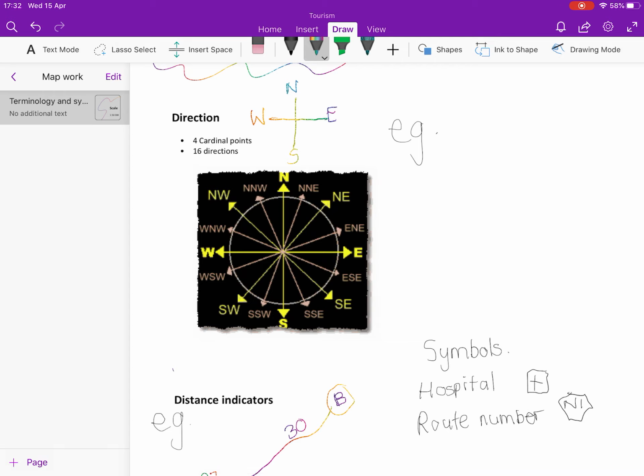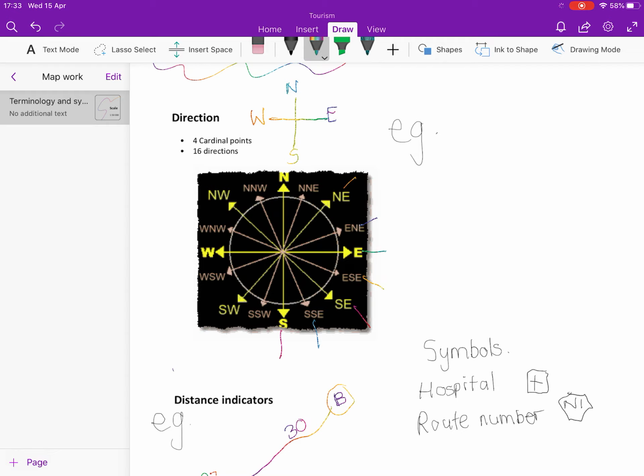So we have north, north-northeast, northeast, east-northeast, then we have east, east-southeast, southeast, south-southeast, south. And so it goes all around. So we have 16 different directions.